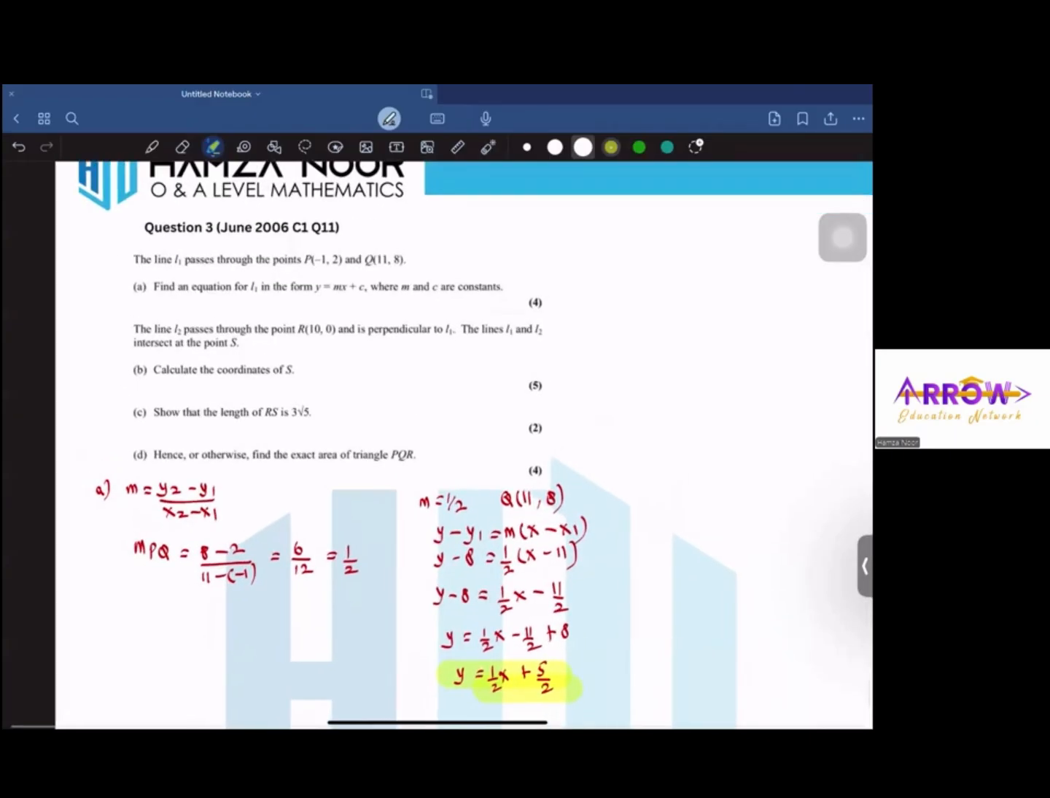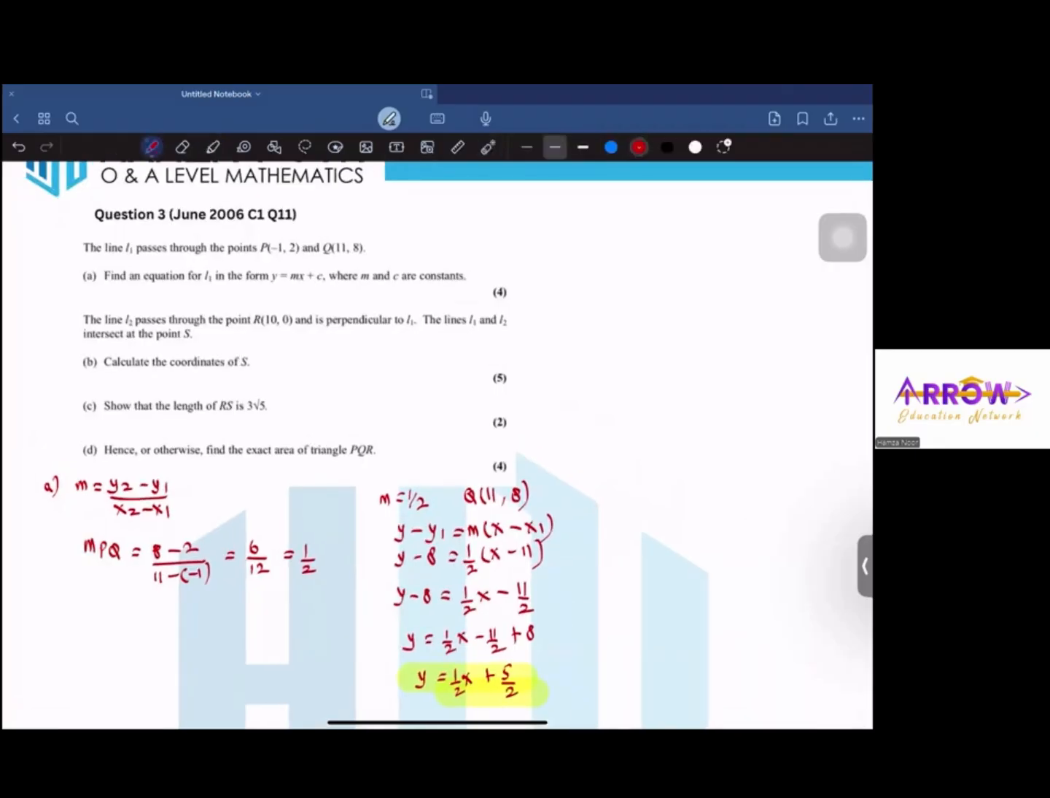Okay. Alternatively, you can use this particular method as well, where the equation of the line is in the form y = mx + c, where m is the gradient and c is basically the y-intercept. If you choose the coordinate Q, which is (11, 8), and the gradient is half, you can say that 8 = half multiplied by 11 + c. So c is 8 - 11 over 2, which is 5 over 2, and therefore the equation of the line is y = half x + 5 over 2.